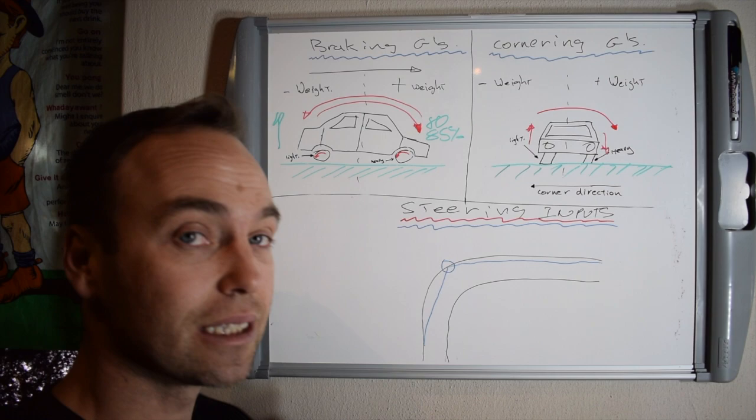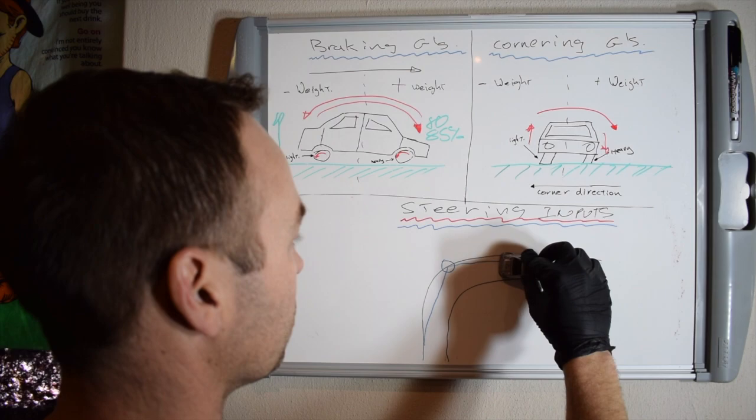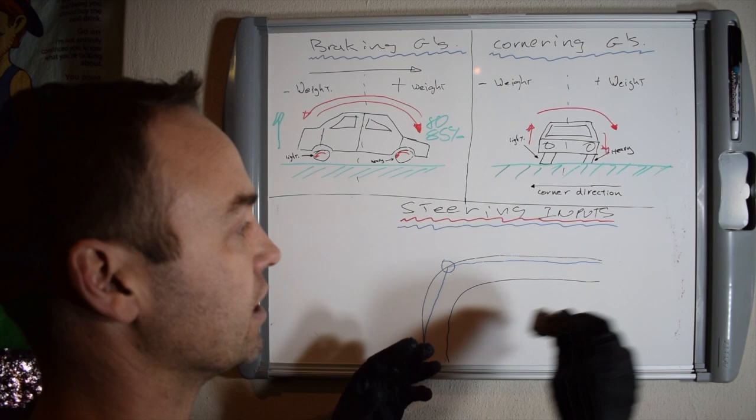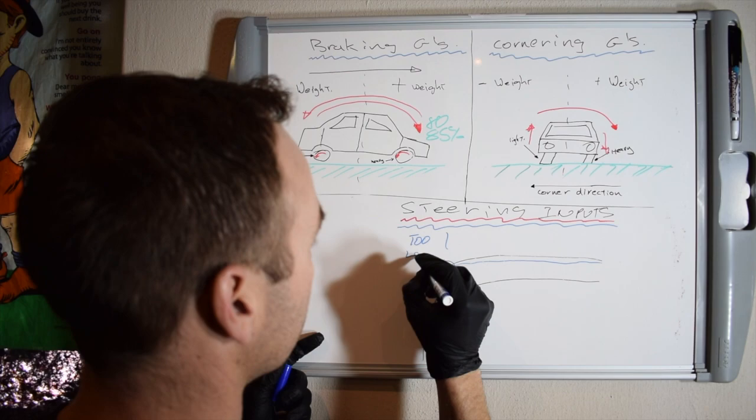So if you turn into the corner too early, so if you come to the corner, you turn in, and this is natural. All of this is natural. This is just part of developing your driving and your skills. So there's a balance between turning in too early. So this point would be too late. Okay.